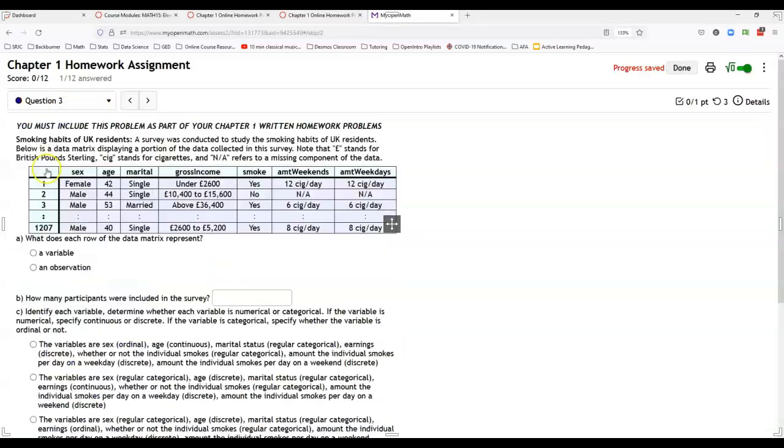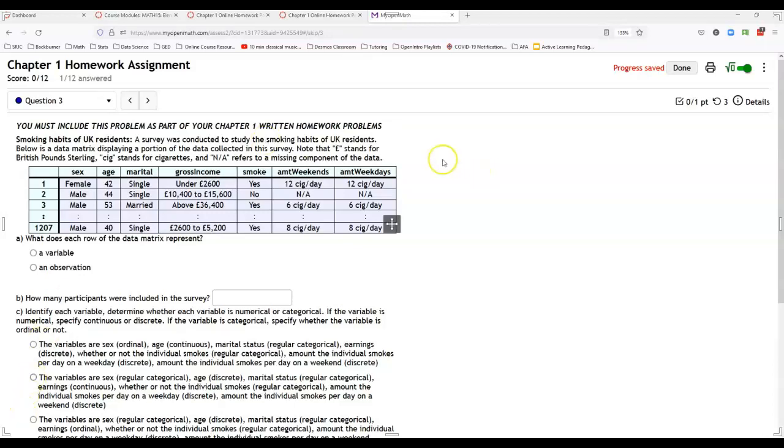Let me go to question 3 to do this. Notice at the top of this question, there is a statement that says I must include this problem as part of my Chapter 1 written homework problems. Only questions that have that banner, that sentence at the top, are required to be written up on paper as part of the Chapter 1 written homework. And that's what you would include for that component of the homework assignments.